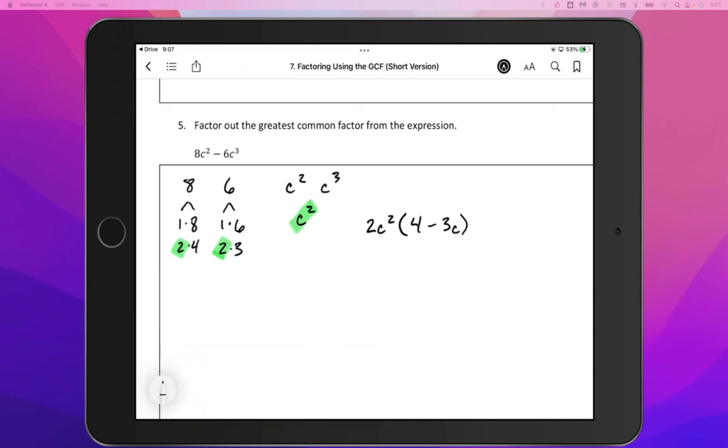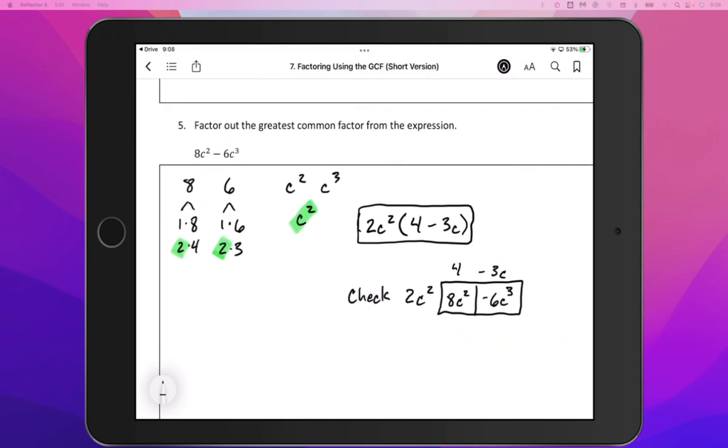So, and again, we can check by doing the distributive property. And so 2 times 4 is 8c to the power of 2. And here we would have negative 6c to the power of 3. So it matches what we started with. So this right here is the factored form of that expression.